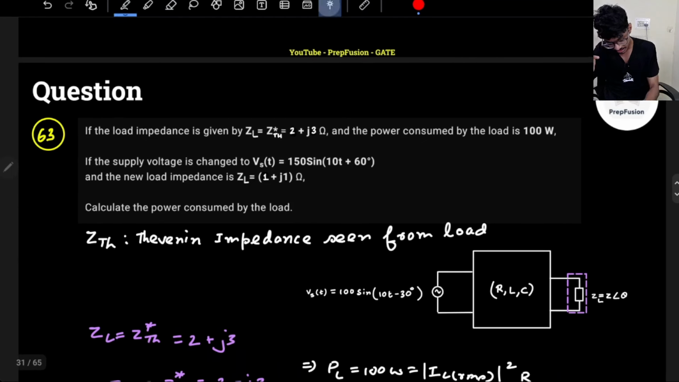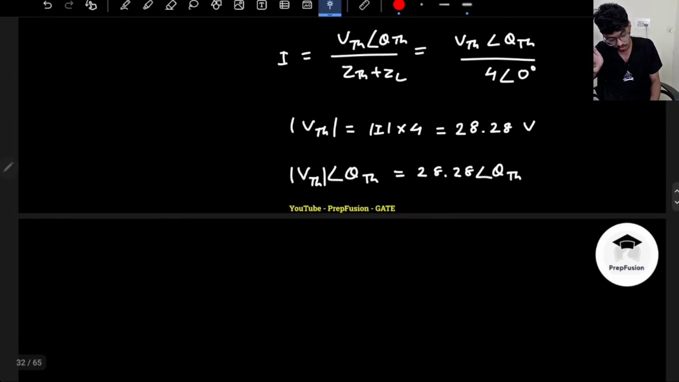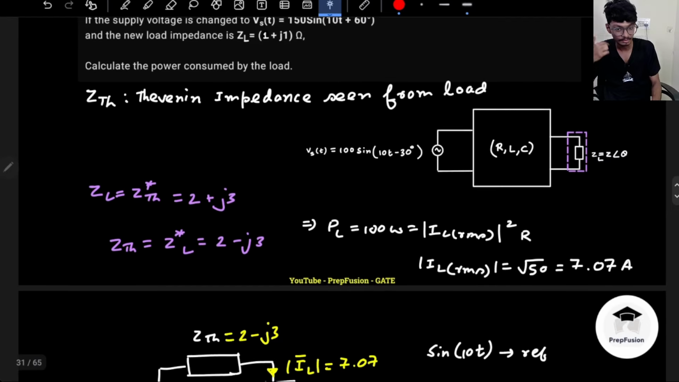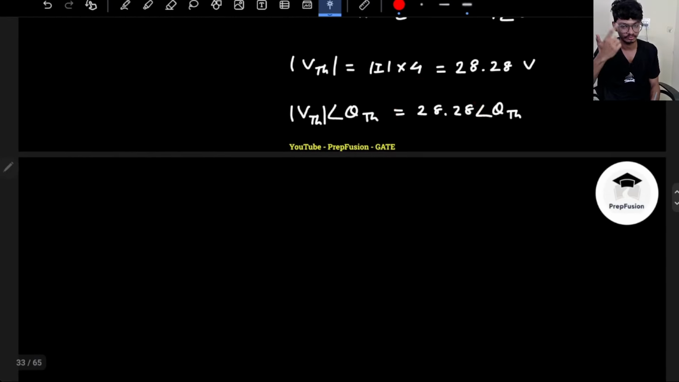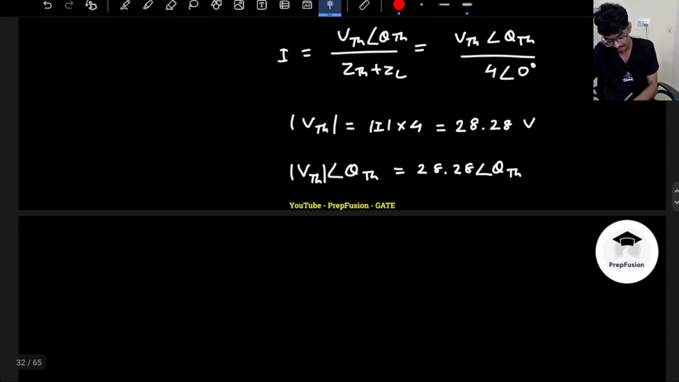Now if I have changed my supply to 150 angle of 10 sine of t plus 60, what will VTH change to? How much have I multiplied the amplitude? The amplitude has been multiplied 1.5 times. So the VTH also will get multiplied by 1.5 times. Why? Because it follows the linearity principle, because it consists of only RLC elements. So this will be my new VTH.